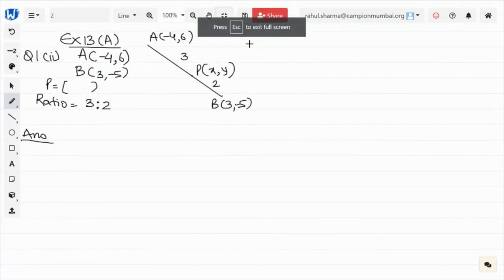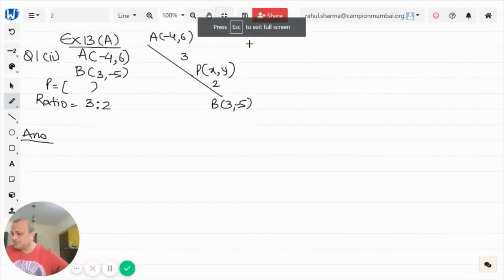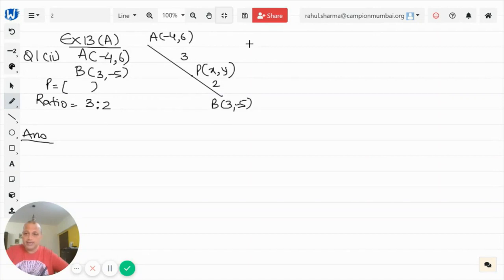Let's look at question number 1. Question number 1 says, calculate the coordinates of the point P, which divides the line segment joining A(-4, 6) and B(3, -5) in the ratio 3:2. So this ratio is given. I've drawn a rough diagram. I always draw a rough diagram to figure out how my question looks. So here m1 is to m2 is given equal to 3:2. Please note, the ratio is given as between A and B, not between B and A. That's why m1, if I take A first, is 3 and m2 is 2.